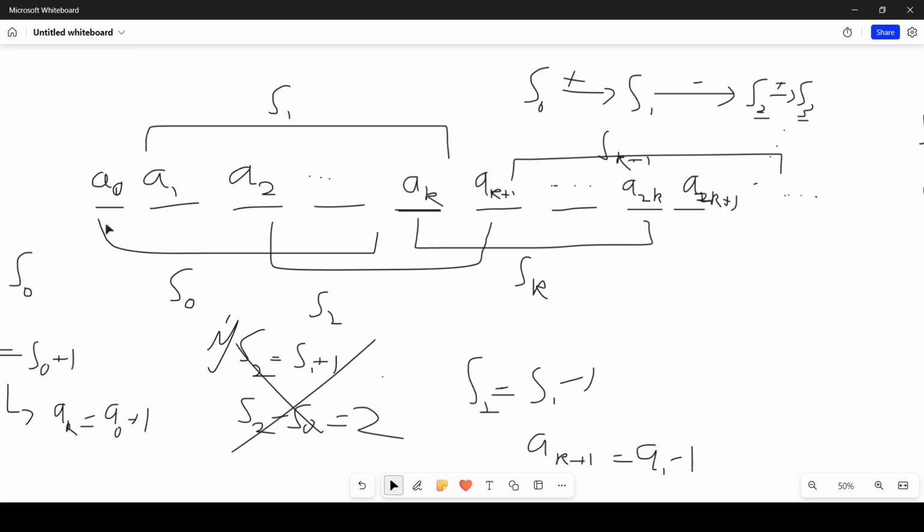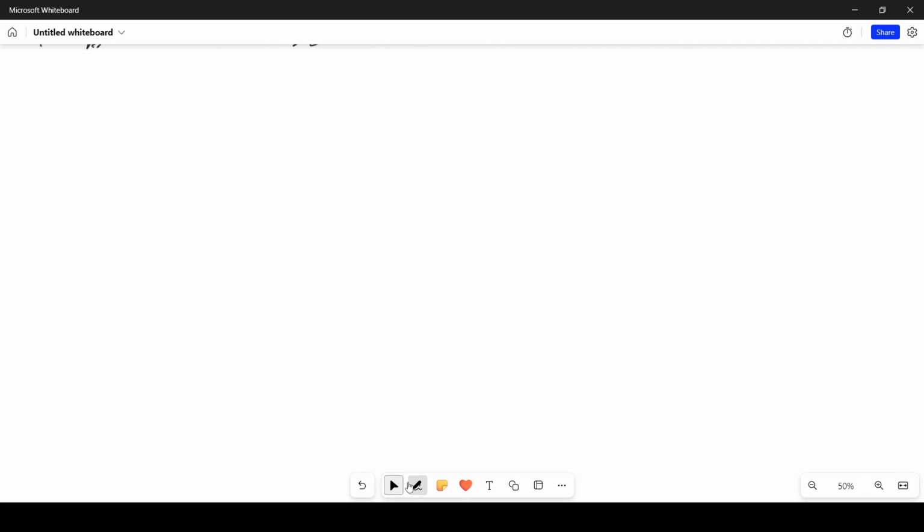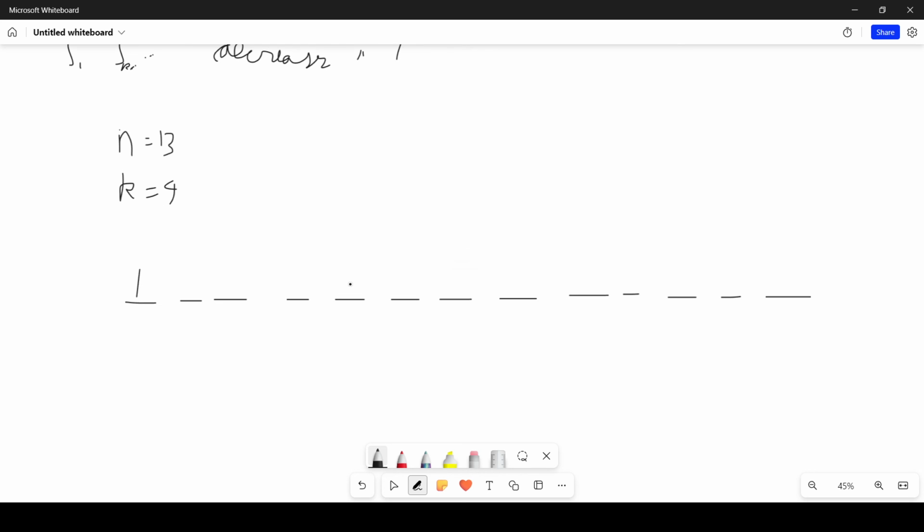So what we do is, we start with position 0. Let's take an example, n is 13 and k is 4. So we'll have 1, 2, 3, 4, 5, 6, 7, 8, 9, 10, 11, 12, 13. So we know that this is s0, s4, s8, s12 and so on, so that increases by 1. So let's just take a0 to be 1, then a4 will be 1 plus 1, which is 2, and a8 will be 2 plus 1, which is 3, then a12 will be 3 plus 1, which is 4.